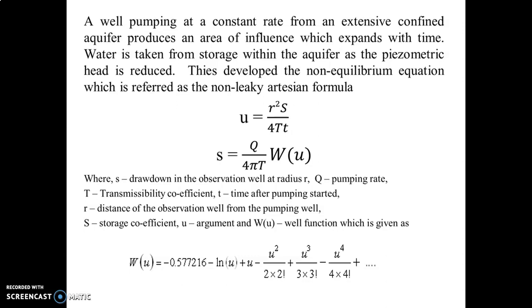They are u = r²S/4Tt and s = (Q/4πT) W(u), where s is the drawdown in the observation well at radius r, Q is the pumping rate, T transmissibility coefficient, t time after pumping started, r the distance of observation well from the pumping well, S storage coefficient, u argument, and W well function, which is given as W(u) = -0.577216 - ln u + u - u²/(2·2!) + u³/(3·3!) - u⁴/(4·4!).